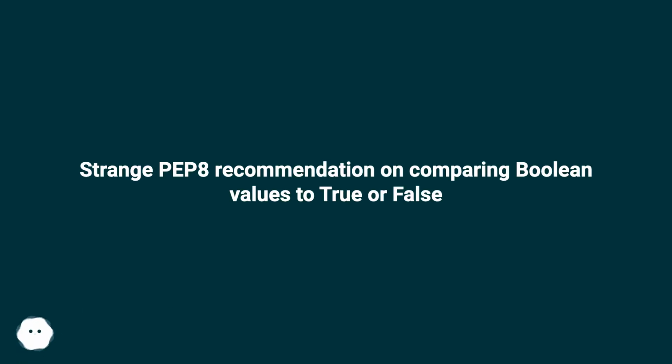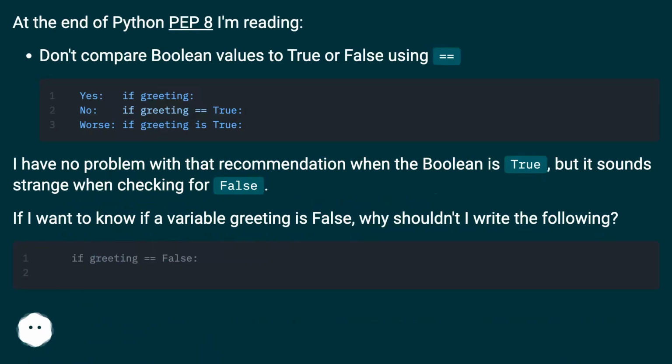Strange PEP8 recommendation on comparing Boolean values to true or false. At the end of Python PEP8 I'm reading: don't compare Boolean values to true or false using equals. I have no problem with that recommendation when the Boolean is true, but it sounds strange when checking for false.